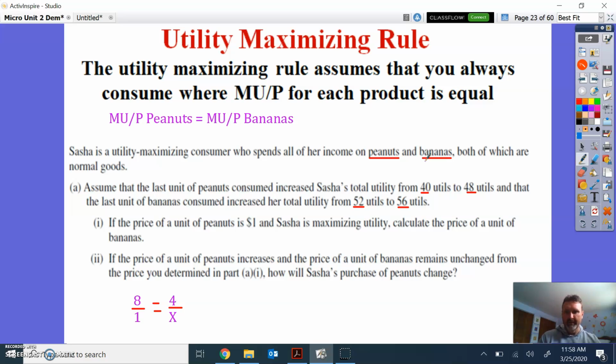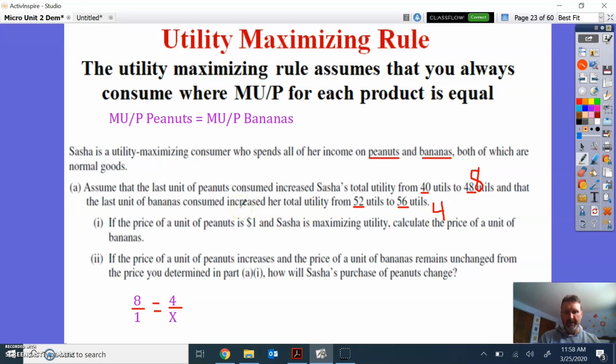Okay? So assume the last unit of peanuts consumed increases Sasha's total utility from 40 to 48, which means the marginal utility between those two is an 8. And the last unit of bananas consumed increased her total utility from 52 to 56. Well, that's a 4.